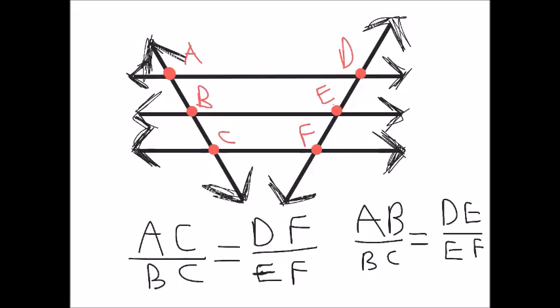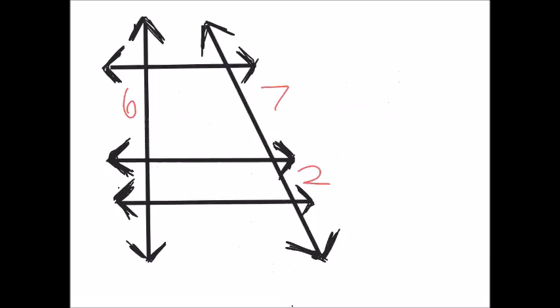So when is this theorem useful? Let me give you an example of when it can be useful. This is the three parallels theorem again, but this time instead of having variables, I have numbers. So let's say that I know three line segments. I know that one of them is 6, and then one is 7, and one is 2. But what if I want to find the one right here, the unknown x?